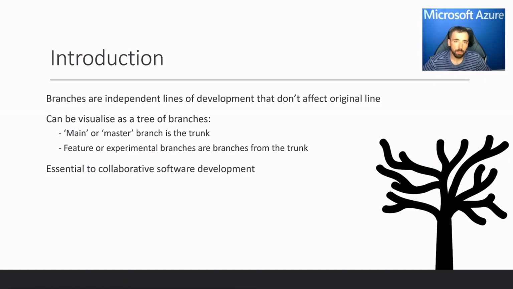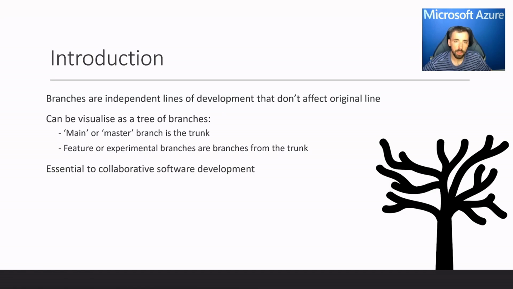We can then create branches from our trunk, and these are called branches in Git. And this is where we work on features or bug fixes or new lines of development. Branches ultimately are essential to collaborative software development. So when we've got those separate branches, if I'm working on a feature, I can have a colleague working on a different feature in a different branch. There could be another colleague again working on a bug fix.